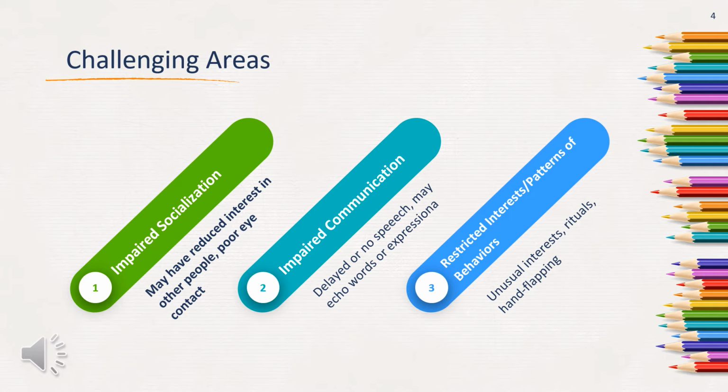So autism is a lifelong developmental disability that interferes with a person's ability to communicate and develop social relationships. Often those who have ASD experience challenges in three areas. This includes number 1, impaired socialization, number 2, impaired communication, and number 3, restricted interests or patterns of behavior.